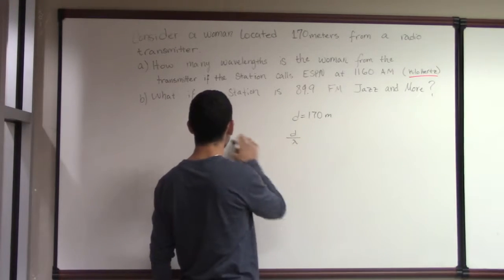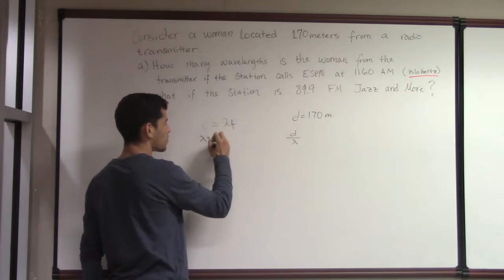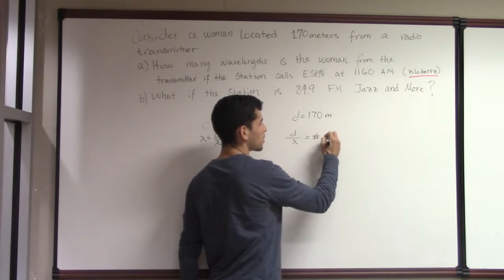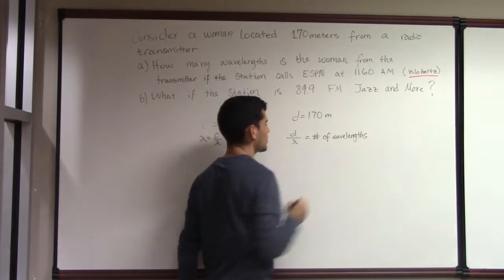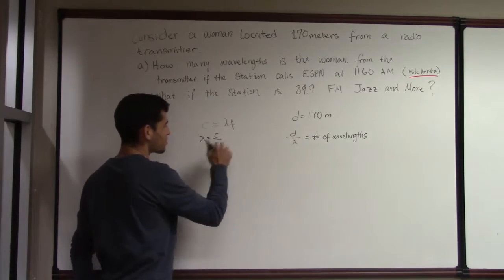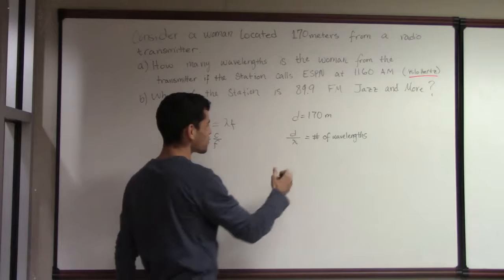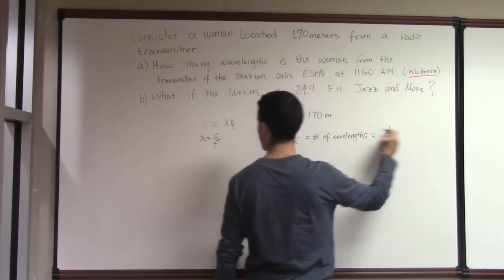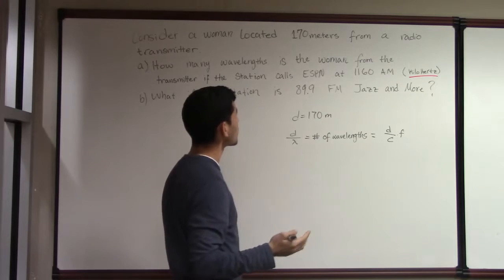Okay, but let's figure out what our wavelength is. So we solve for the wavelength by dividing out the f. So we have lambda is equal to c over f. And if we plug that in here, we have the number of wavelengths is going to be equal to d times f over c. Okay, and now we just plug in what we know.